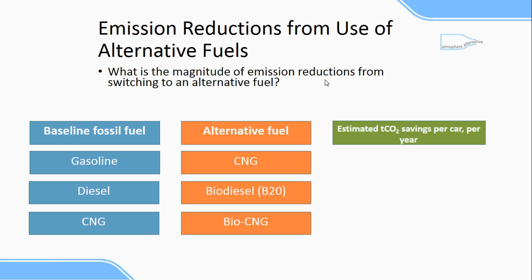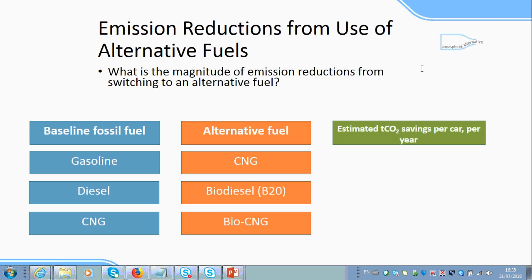So I put together these estimations using some assumptions, a lot of IPCC default data about fuel energy content, emissions factor, and density, etc. And the idea was just to get kind of an order of magnitude estimate of what kinds of emission reductions you can achieve by switching to alternative fuel.